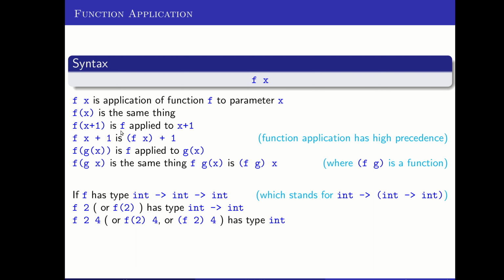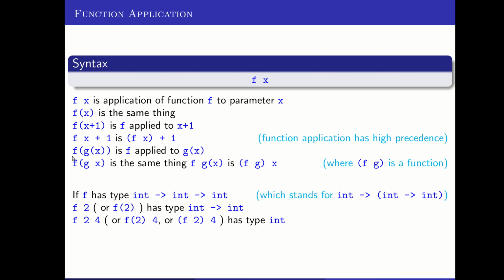This will lead to bad syntax for some people a lot of the time if they're trying to call a function on the result of something else. f parentheses g parentheses x is f applied to the result of g x, much like f was applied to the result of x plus 1. Well, here f would be applied to the result of g x here.